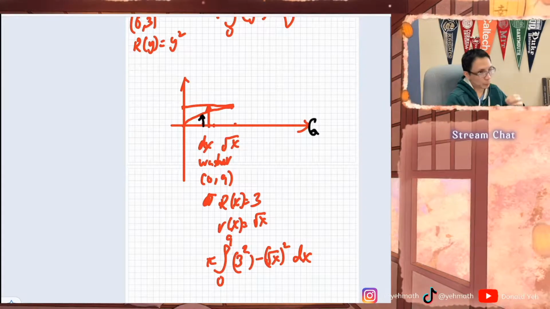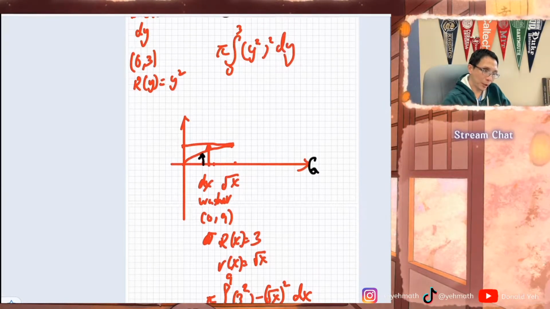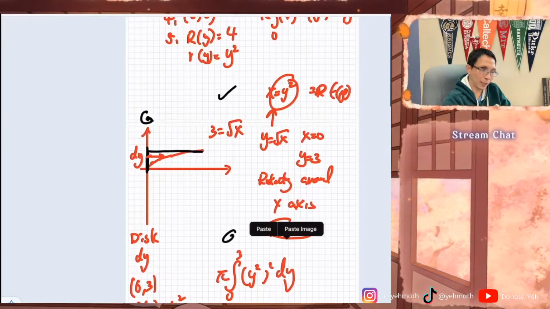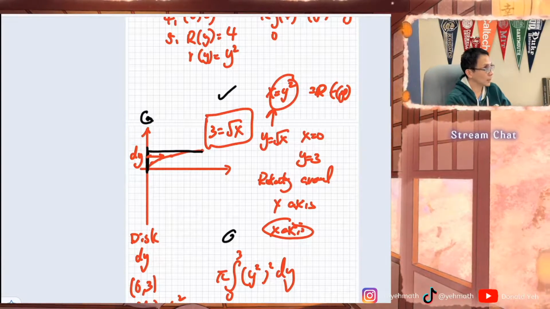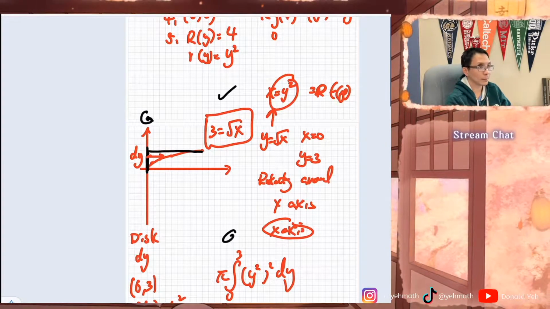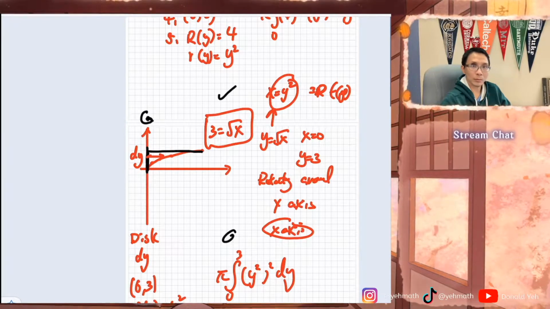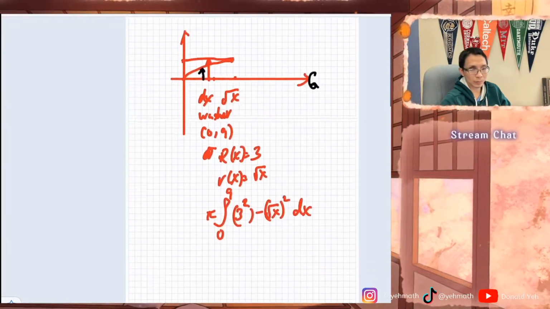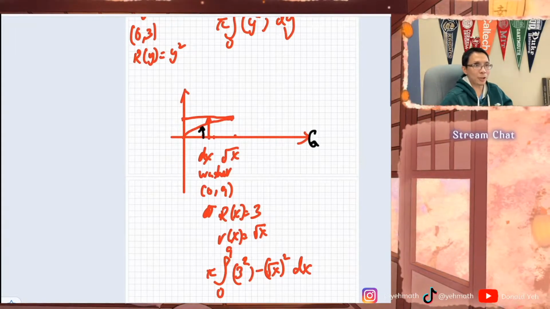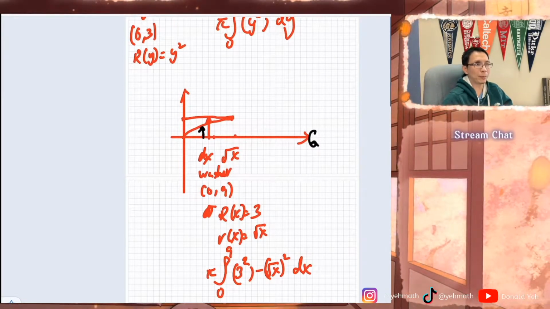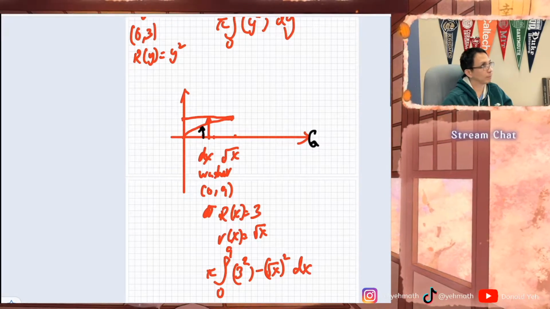Wait, Mr. Gay, for your upper bound, how do you get it? Because you want them to be equal to 3, right? So you set 3 equal to square root x. Oh, and then you just solve for it. Yeah. No, it's not that bad. It's hard to visualize the shapes too. It's very hard for people to think about what kind of rotation it's going to be.